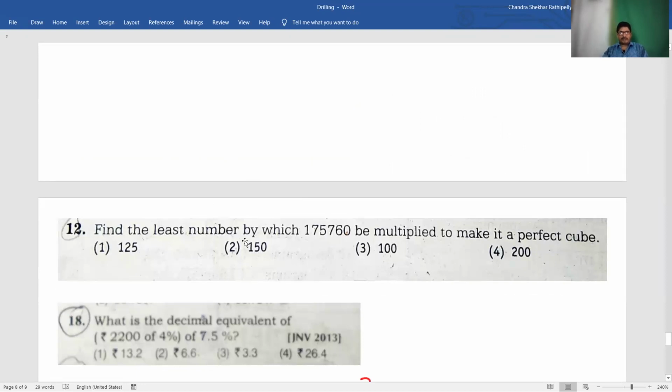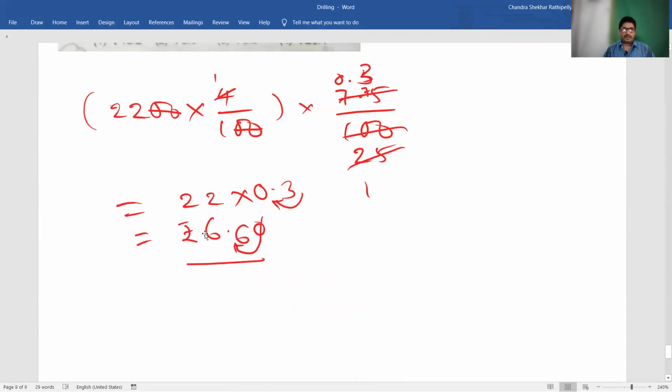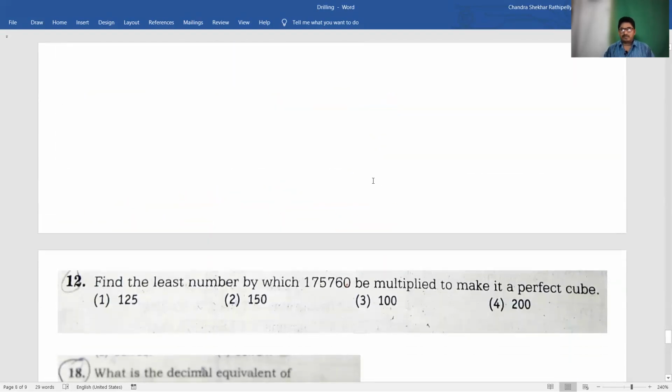12th one, find the least number by which 1,75,760 must be multiplied to make it a perfect cube. There is less than 1 minute left, so we stop this problem here. Right.